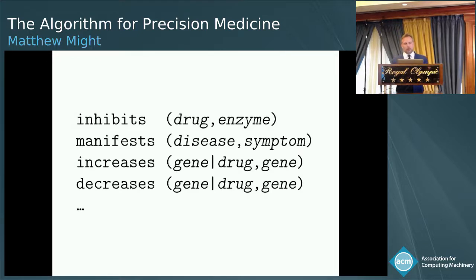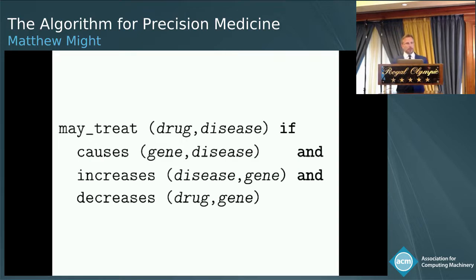So these are the core properties. And from this, you can build synthetic relationships, like "may treat." So you can say this drug may treat this disease if there's a gene that causes this disease, and this disease increases the activity of this gene, and there's some drug out there that decreases the activity of that gene. That's a very, very simplified example of a complex proposition you can construct from the basic ones.